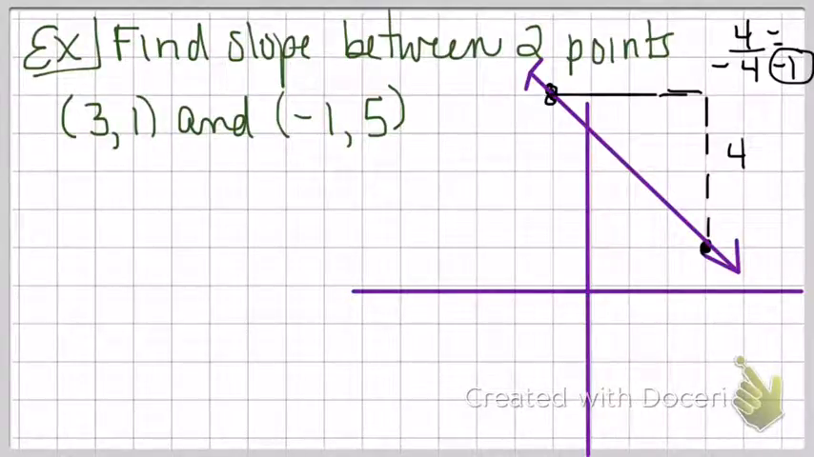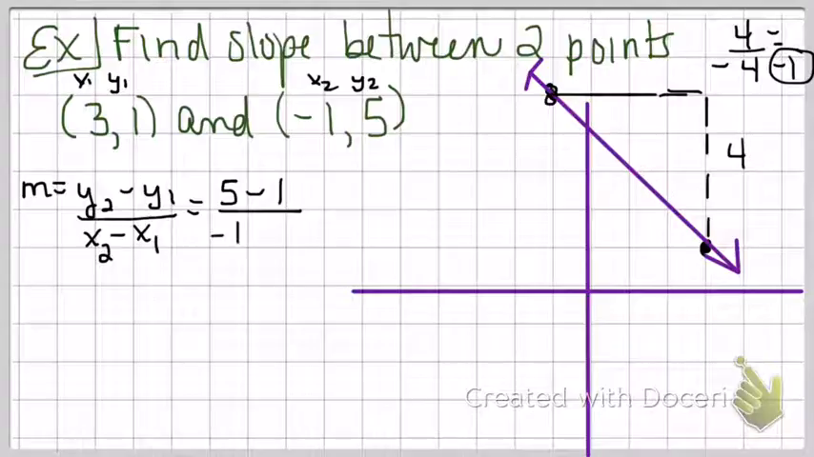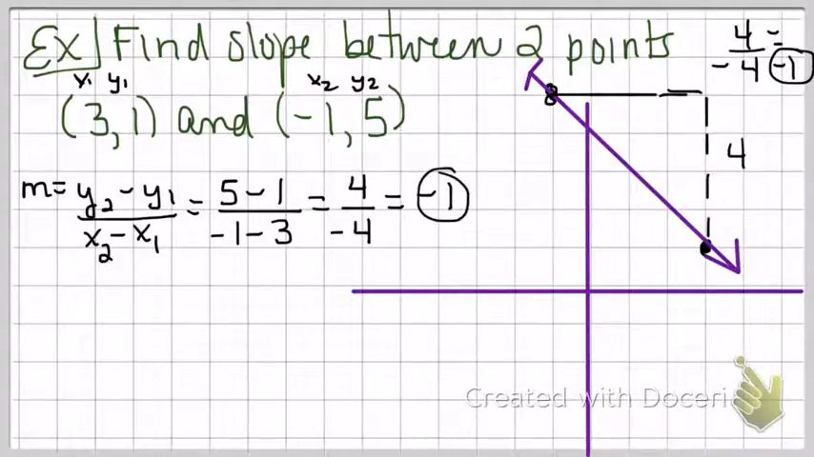We could also use a formula. So this is the formula for slope, so that you wouldn't necessarily have to graph. So this could be our x sub 1, y sub 1, x sub 2, y sub 2. So we would have 5 minus 1 divided by negative 1 minus 3. And then we do that arithmetic, and again we get the slope is negative 1.